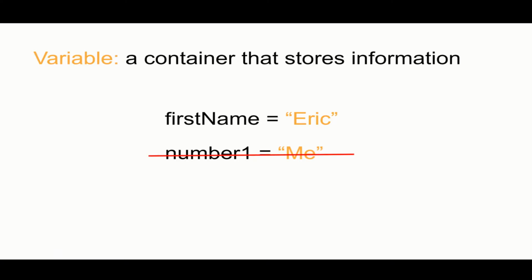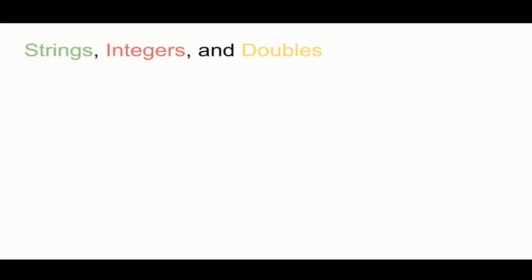So now you just learned a little bit how to name variables and what variables are. We're just going to talk about what they can store. So variables can store these types called strings, integers, and doubles.